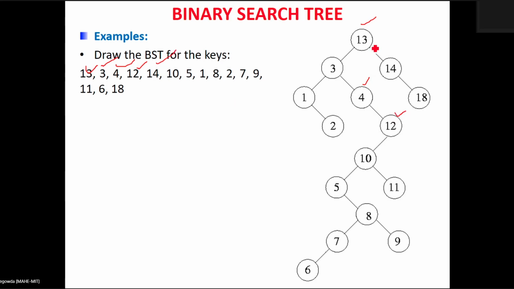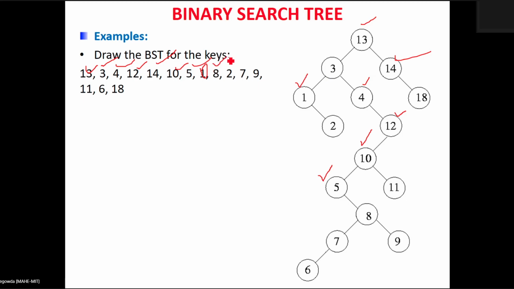Then we have 14. 14 is greater than 13, so that is going to become the right child of 13. And 10 is less than 13, greater than 3, greater than 4, and less than 12. Then 10 is going to become the left child of 12. Then we have 5, less than 13, greater than 3, greater than 4, less than 12, and less than 10. Then this 5 is the left child of 10. Then we have number 1, less than 13, yes, less than 3, then this is going to become the left child of 3.